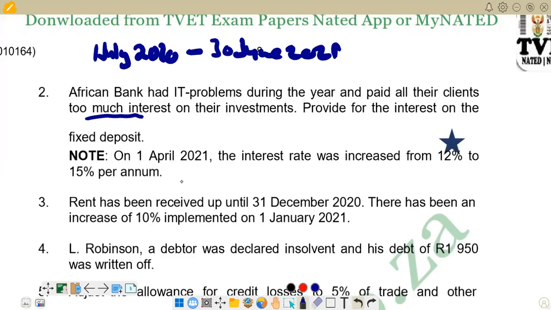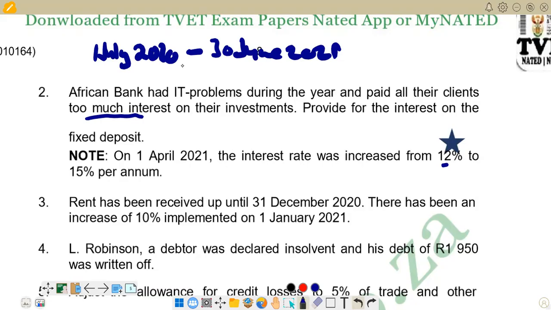So what does it mean? It means this interest was increased. So when it was 12%, you have to count the number of months when it was 12%. Since our month is starting on 1 July, let's say the months that are there when it was 12%. It was 12% up to 1 April 2021.